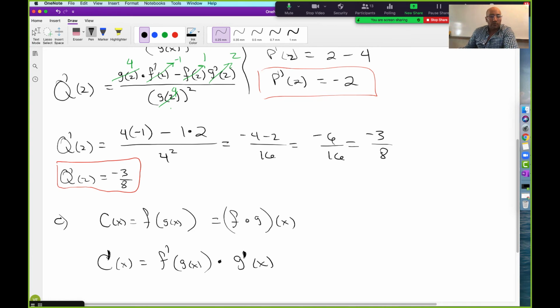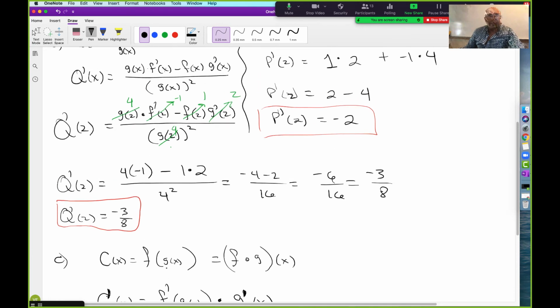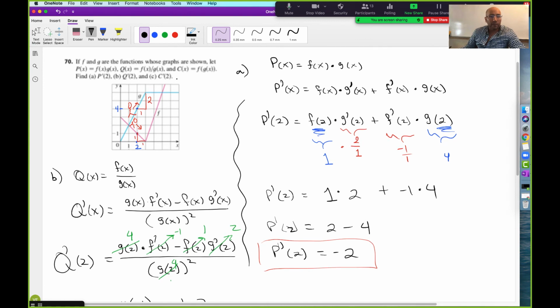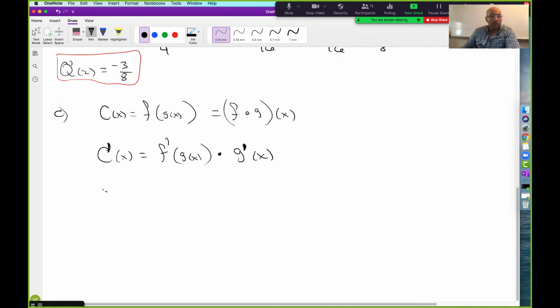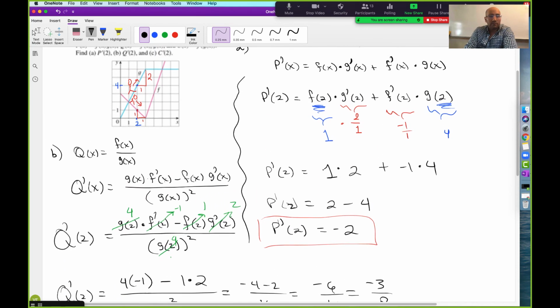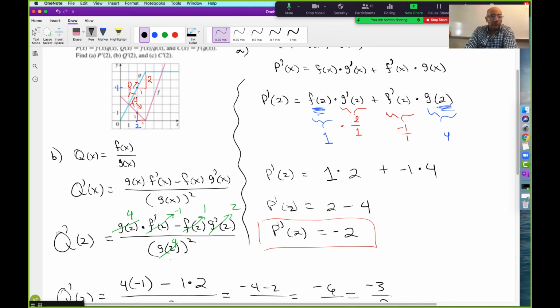Okay. So we're interested in c prime of 2. So now c prime of 2 is going to be f prime of g of 2 times g prime of 2. Good. So we need to know what is g of 2 and what is g prime of 2. We already have those. G of 2 was 4, and g prime of 2 was +2.